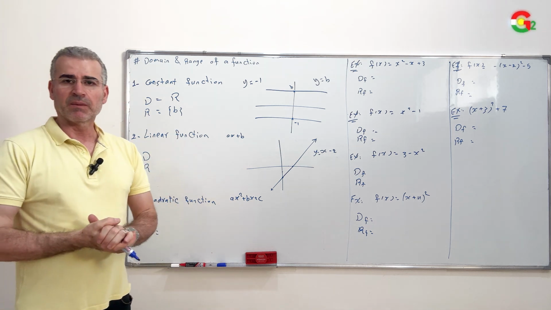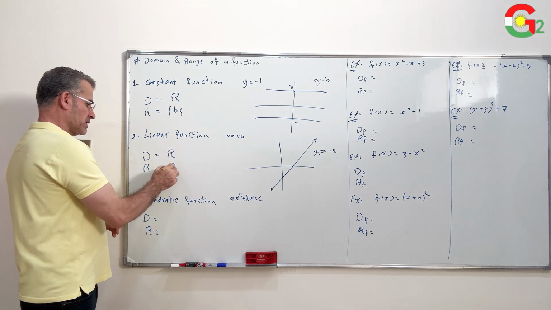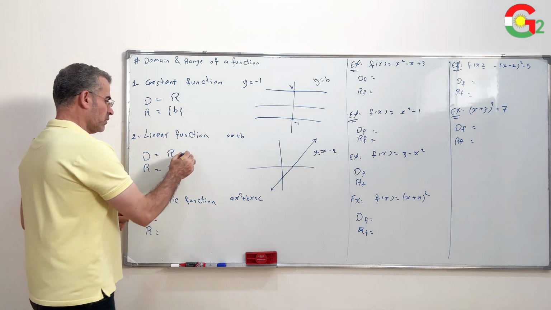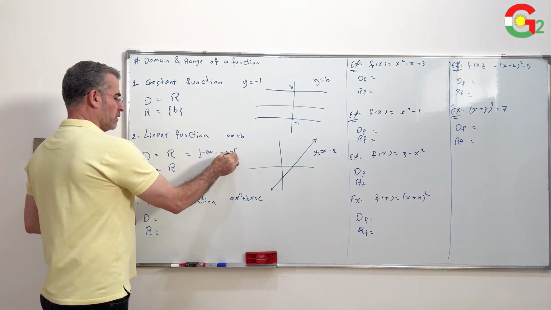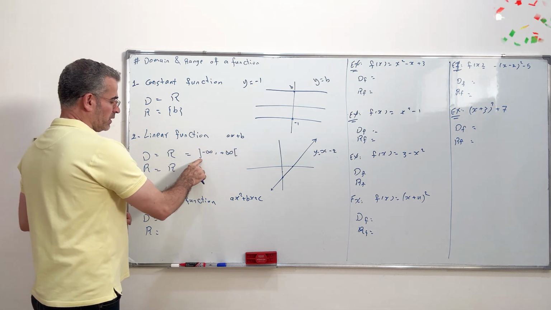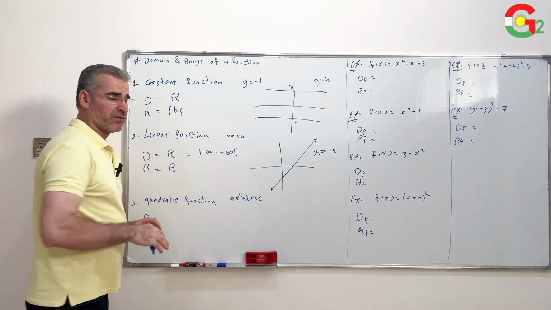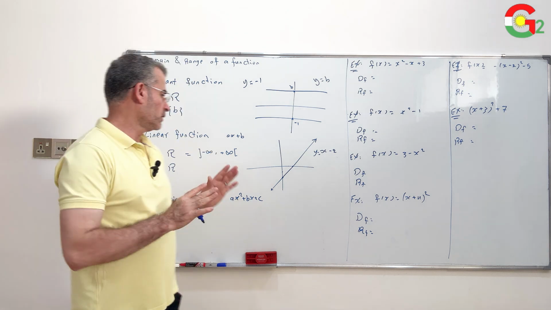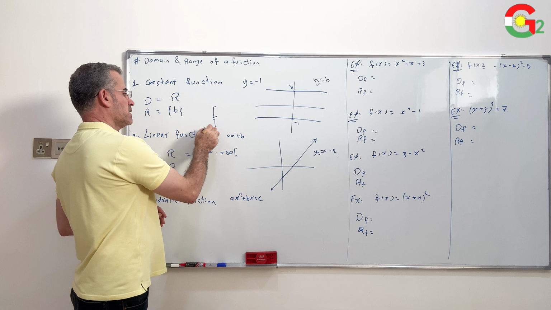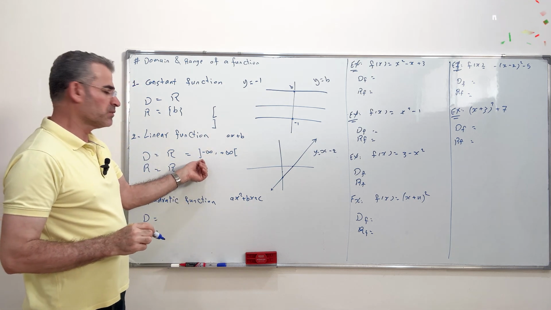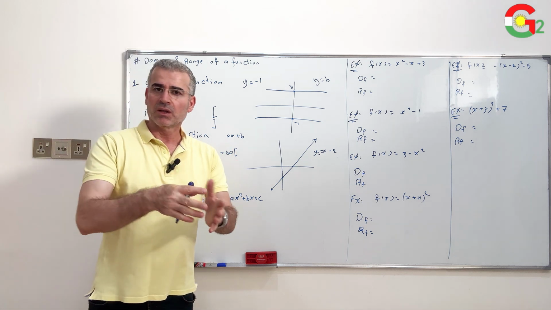For any linear function, the domain is R and the range is also R. R is all real numbers from -infinity to +infinity. You should pay attention that the bracket on the side of -infinity and +infinity is always open, not closed. This is a closed bracket and this is an open bracket. This bracket means that this point is not in the interval.